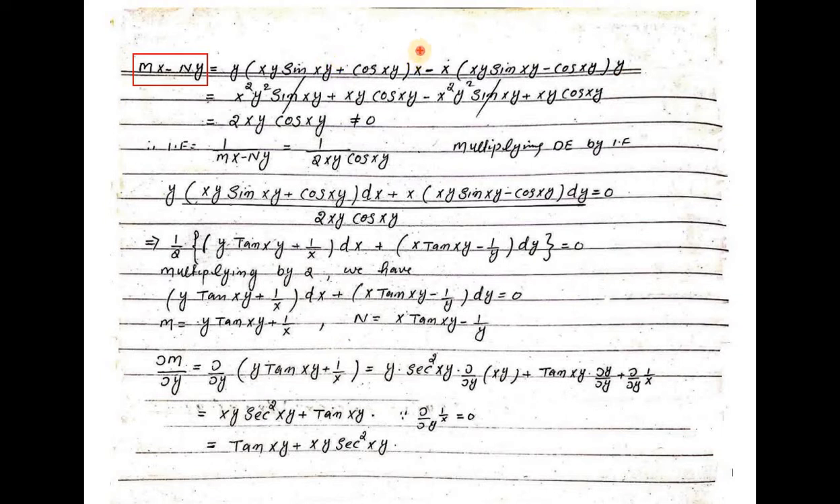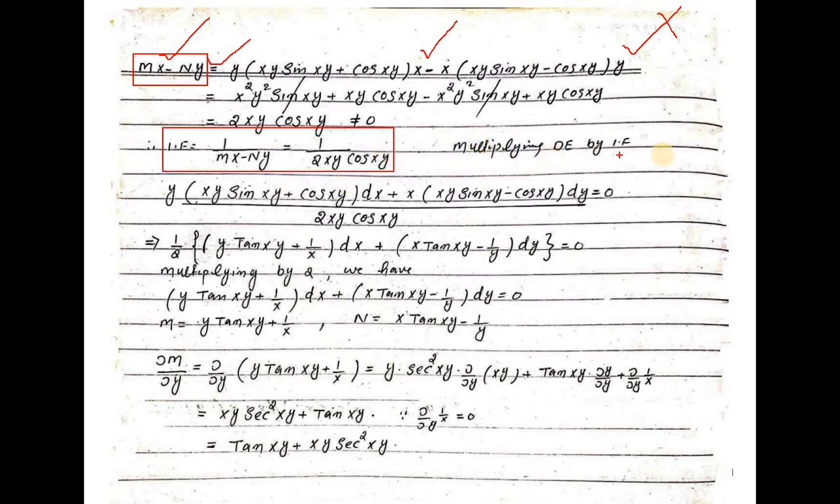This x is this x and this y is this y. These two are by formula. Now simplifying, finally we will see this is the result, which is not equal to 0. So the integrating factor will be equal to 1 over mx minus ny, and this is the integrating factor.